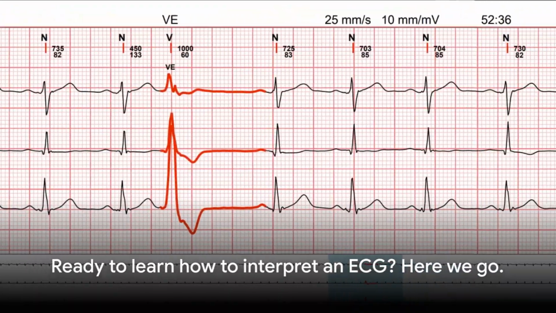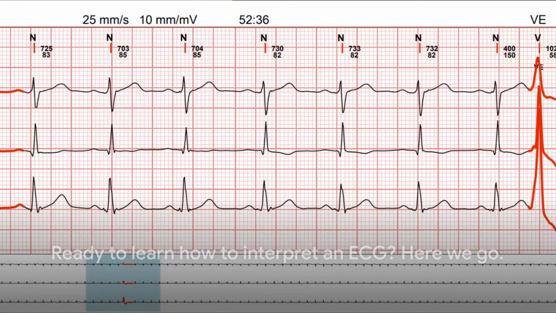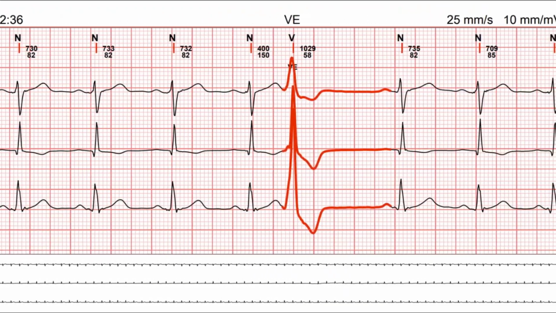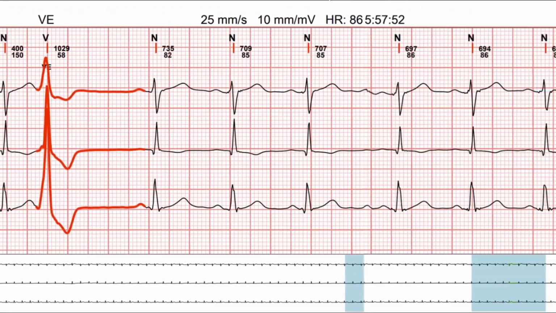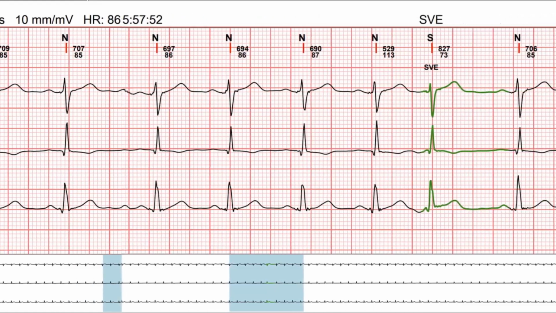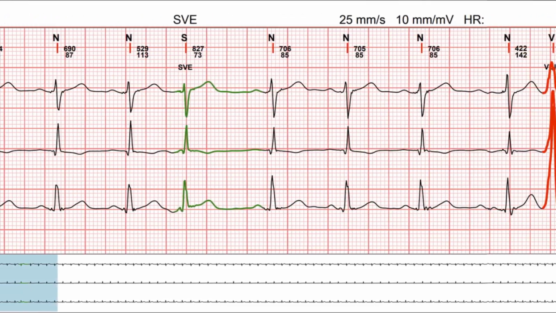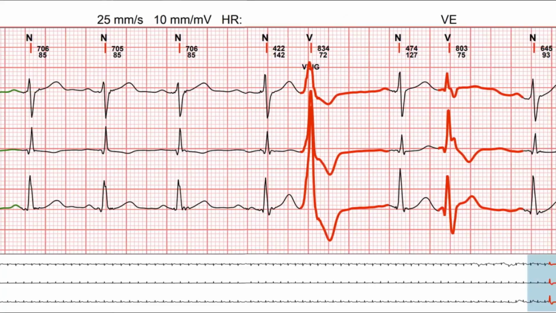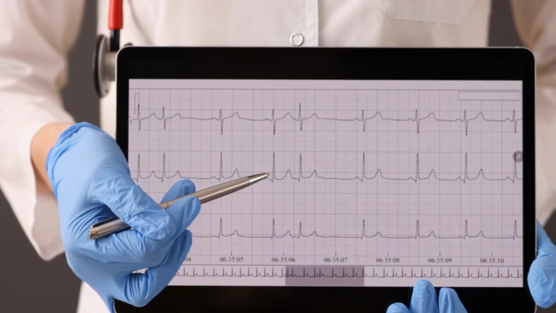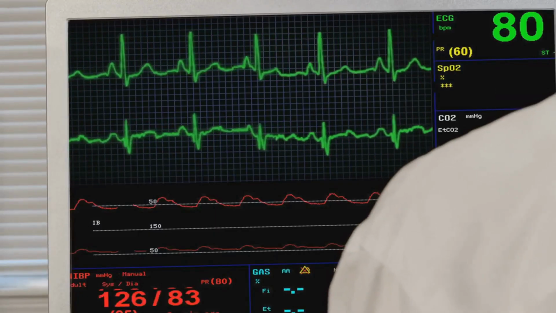Ready to learn how to interpret an ECG? Here we go. Interpreting an ECG may seem daunting at first, but once you understand the process, it's like solving a puzzle piece by piece. So let's break it down into manageable steps. First up, identifying the rhythm. This is the foundation of your interpretation.